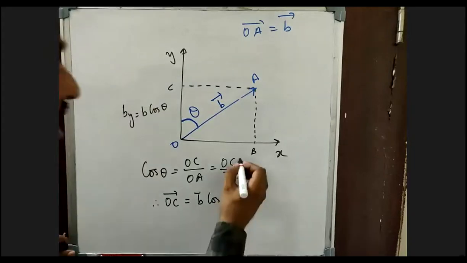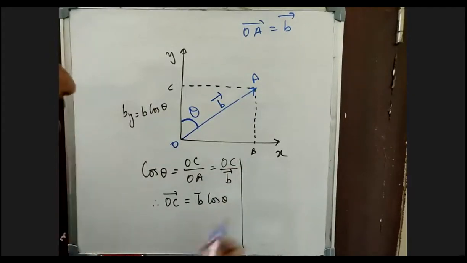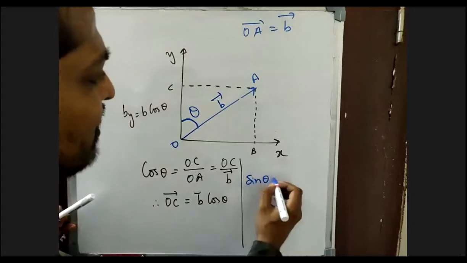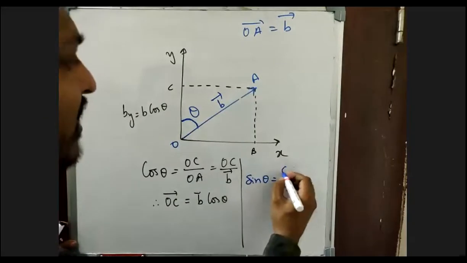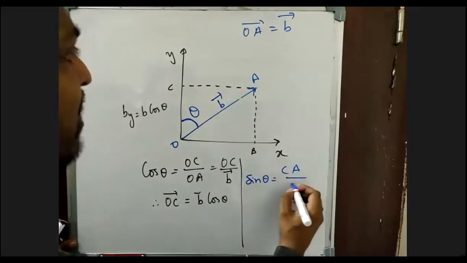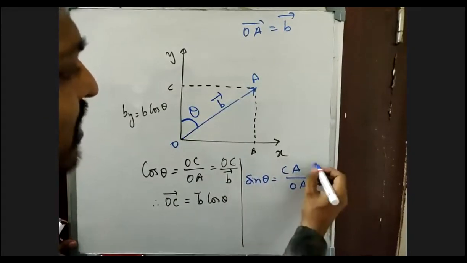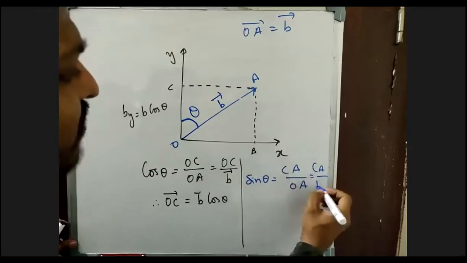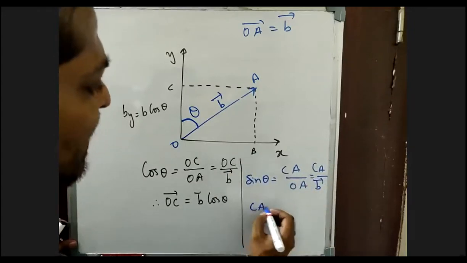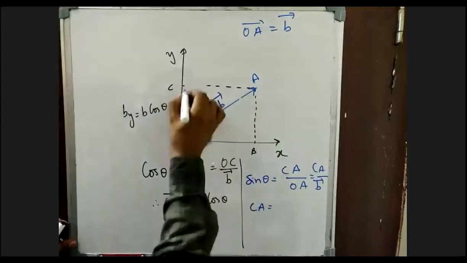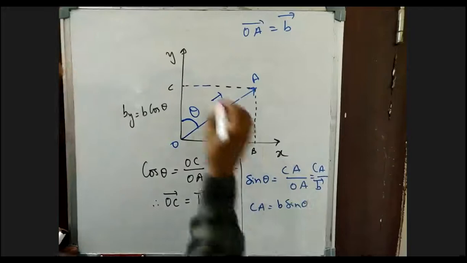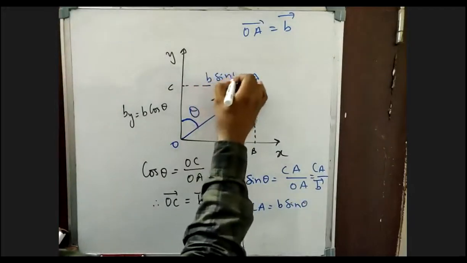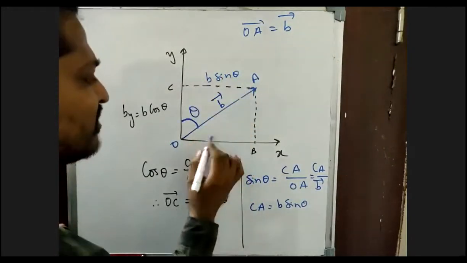In the same way, sin theta from the figure will be equal to how much, beta? If I am taking this part of the triangle, sin theta will be equal to CA divided by OA, and OA is again B bar. Therefore, CA value will be equal to B into sin theta. So this one is B sin theta. If this is B sin theta, this one is also B sin theta.